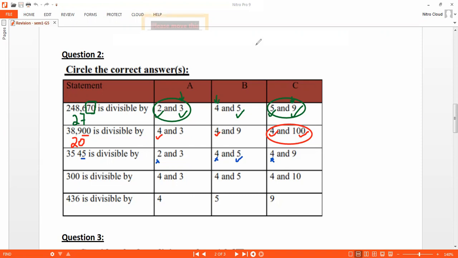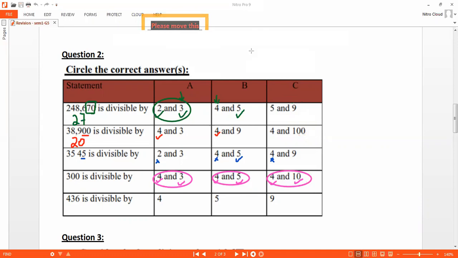Let us go for 300. 300 is the easiest one because you know that it's divisible by 4, and it's divisible by 3, and it's divisible by 5, and it's divisible by 10. So here, all the answers are accepted. So A, B, and C are accepted.